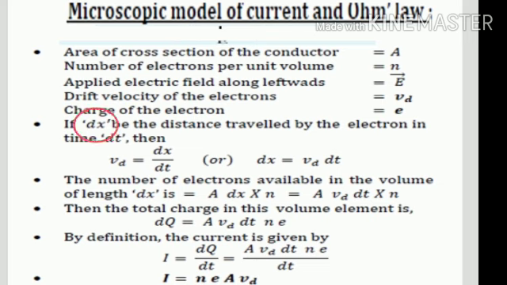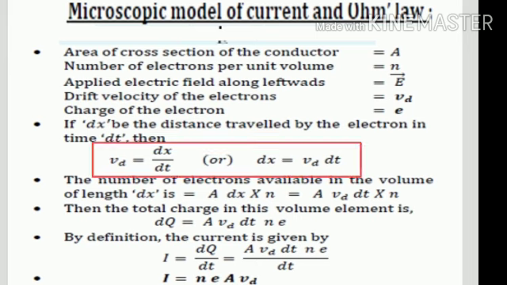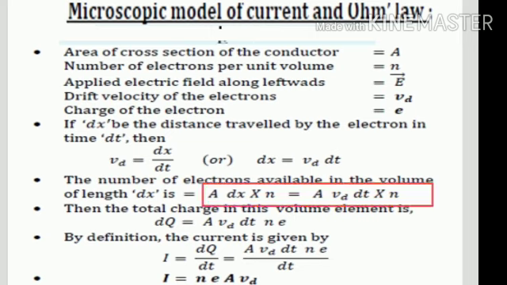If dx be the distance travelled by the electron in time dt, then the drift velocity of the electrons can be written as Vd is equal to dx by dt. So dx becomes Vd into dt. The number of electrons available in the volume of length dx is written as A dx into n, which can be written as A Vd dt into n.